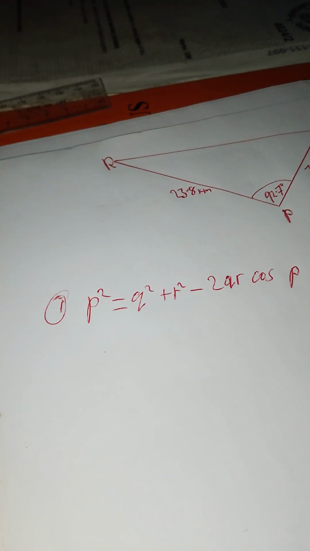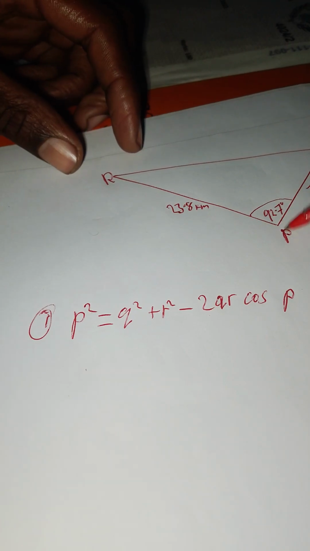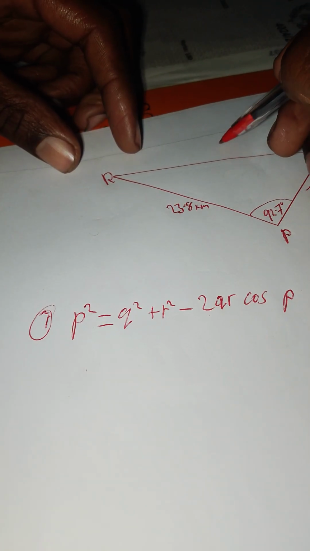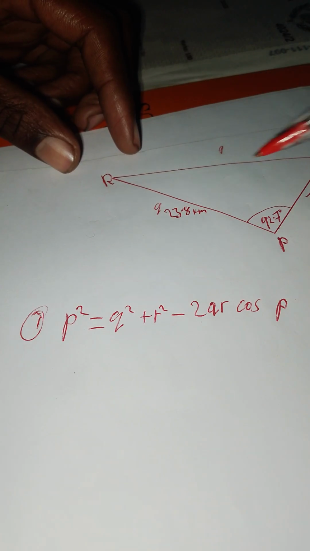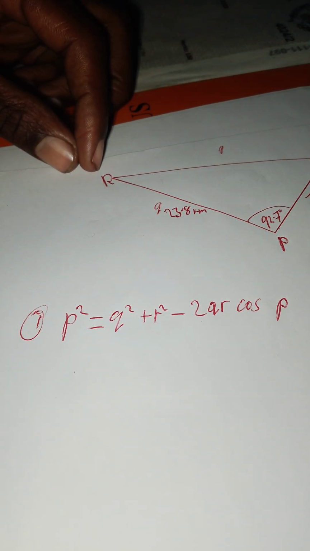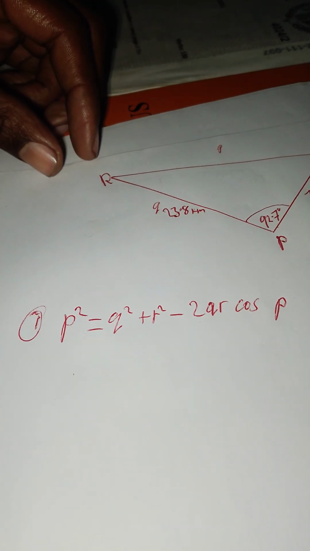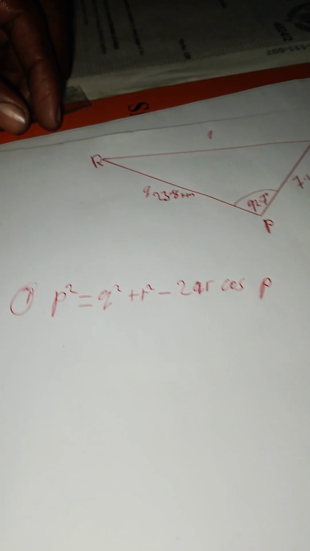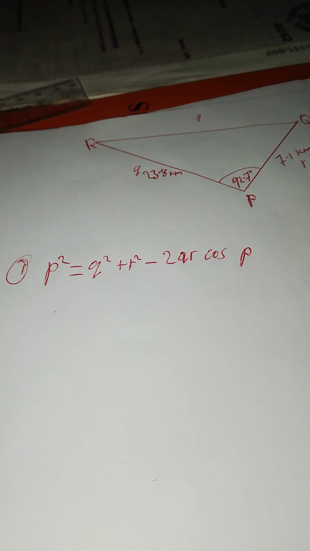So how do we know this is small letter P? The opposite side of this capital letter P is small letter P. Then the opposite side of this angle Q is small letter Q. Then the opposite side of this angle R is small letter R. Okay, so now we substitute in the formula.